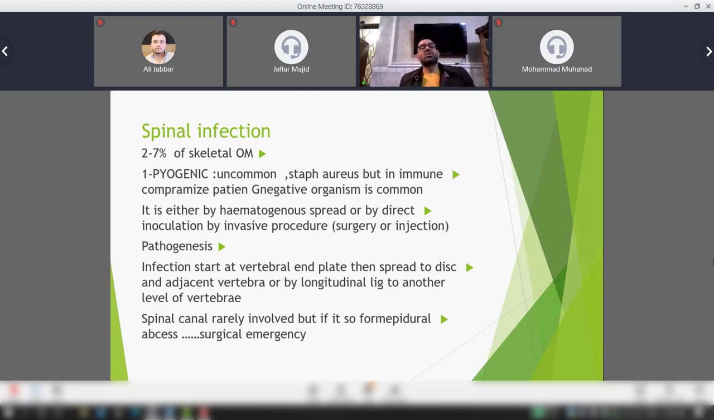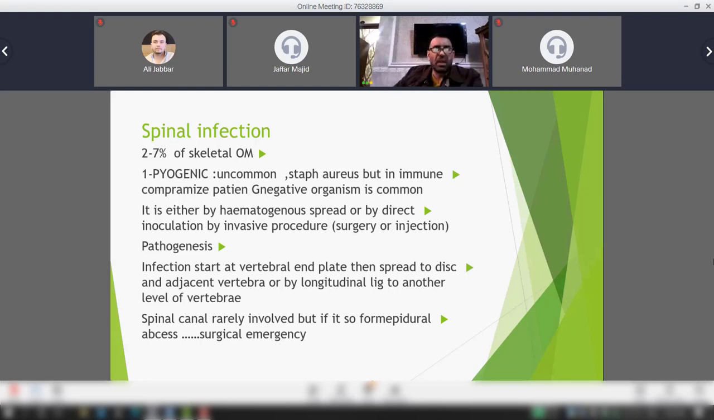So we proceed to another subject, which is spinal infection. It is about 2 to 7% of skeletal osteomyelitis. It is a pyogenic, uncommon type of infection. Staph aureus is the commonest organism causing spine infection, but there are other atypical organisms; it could be gram negative, could be streptococcus.